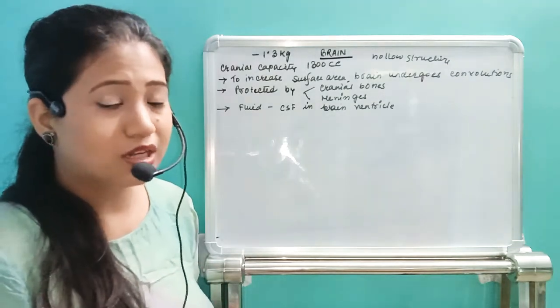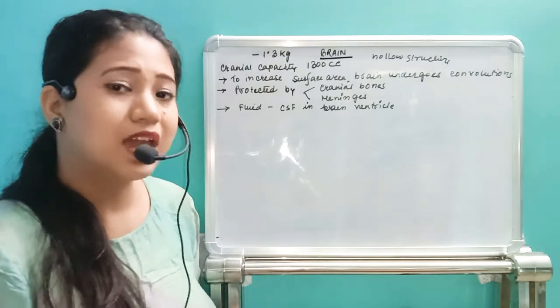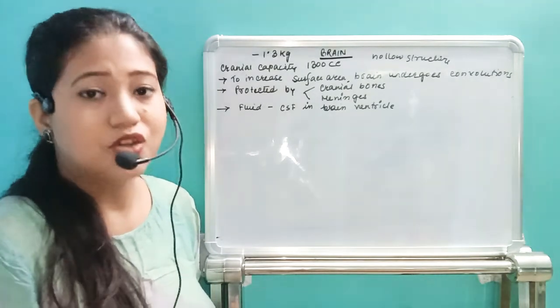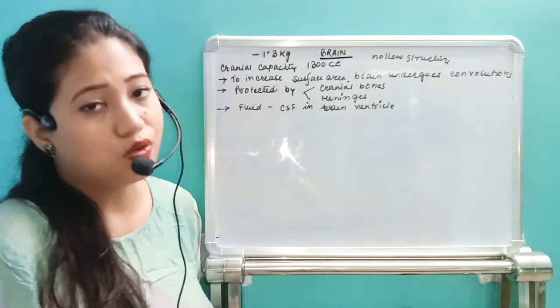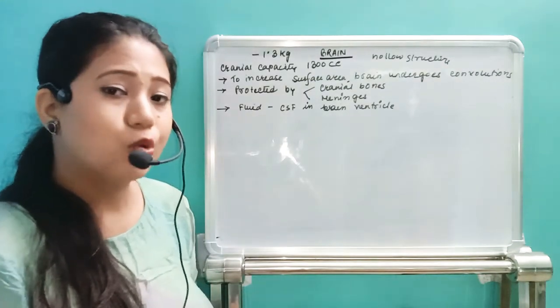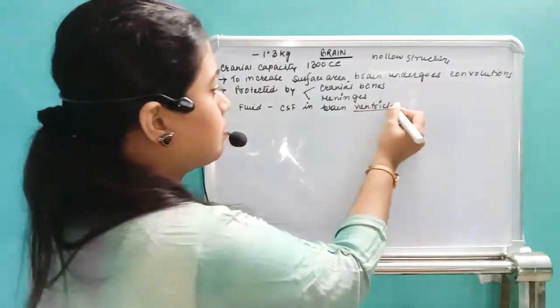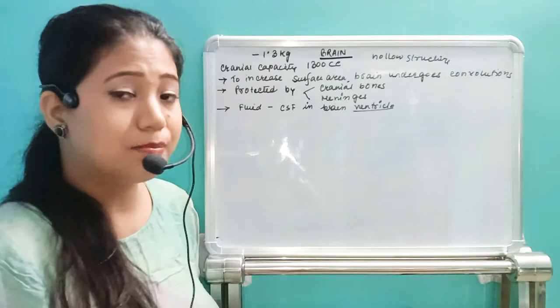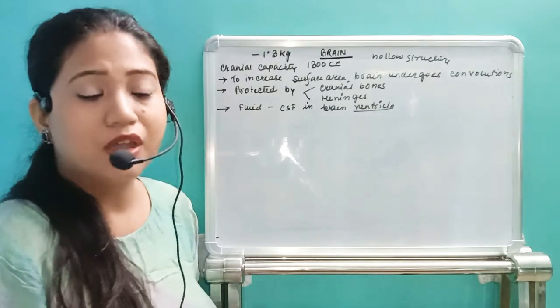And we know already, in the earlier videos I have already told, who produces CSF? It is the ependymal cells. So ependymal cells will produce the CSF, and it is present in the holes of the brain, and the holes of the brain are called the brain ventricles. Remember, this is called brain ventricles. The meaning of ventricle is the hollow spaces in the brain.